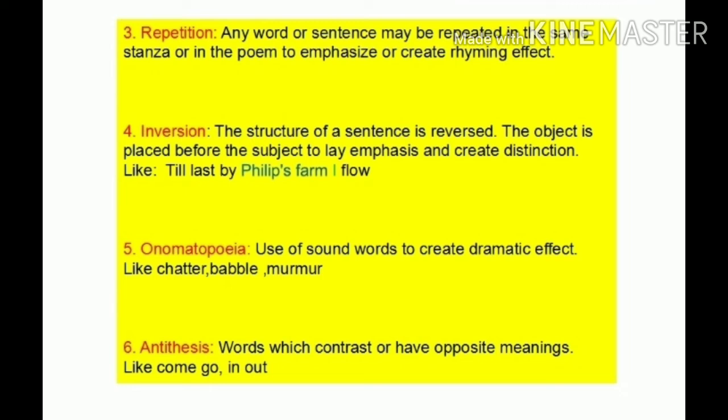The next literary device is antithesis. Words which contrast or have opposite meanings. Opposites, we all know what it is. So come to the example like come, go, in, out. Now we know these are opposites. So these words, when they are used together or near to each other, then it's antithesis. With this, we have completed the literary devices that are used in the poem. Now in the second part of today's session, we will be understanding stanza 1 to 6, and the remaining stanzas will be explained to you in the next class.